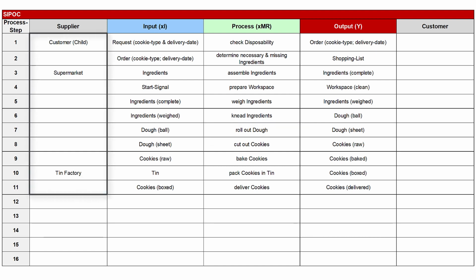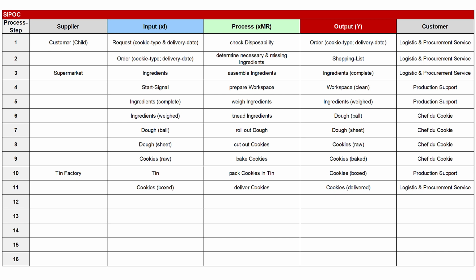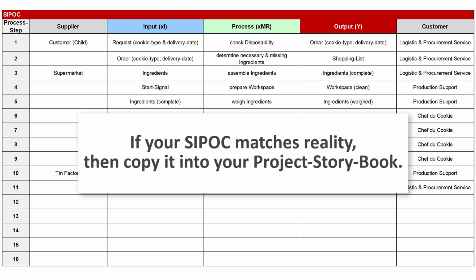At last, the suppliers of the inputs are entered and the customer of the outputs. Now we have divided the entire project field into the core process steps and can very easily track the development stages of the cookies based on their intermediate outputs and attributes. At last, please check the consistency of all core process steps. If your SIPOC now matches reality, then you can copy it into your project storybook.